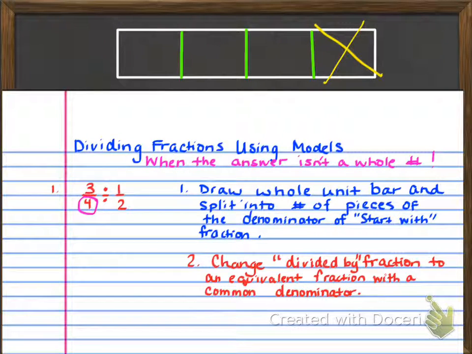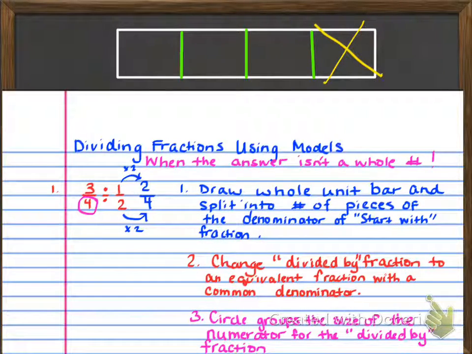Okay, so the step I've written here says change divided by fraction, that's your second one, to an equivalent fraction with a common denominator. So as I said, we can change this 1/2, and we're going to go ahead and put a 4 there. And then to get from 2 to 4, you need to multiply by 2. So you're going to do on top what you did on the bottom. So 1 times 2 gives you 2. So now you have an equivalent fraction of 2/4. The reason you can change this number is because you multiplied the same number on the top and the bottom. So the fraction hasn't changed at all. This is just a different form of the same number.